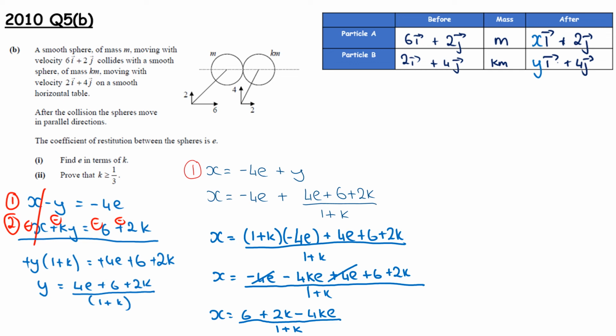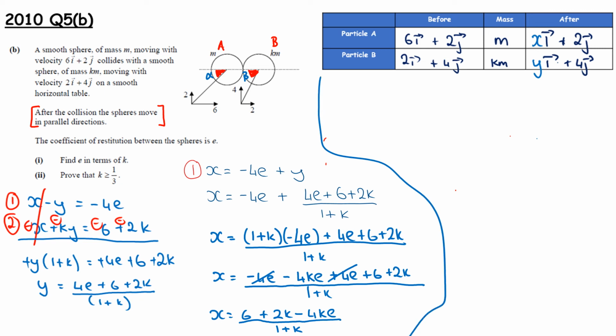So now we know our i component for particle A and particle B after the collision. So now we need to try and understand, well, how are we going to work out e in terms of k? We've done everything that we usually do, but there's one extra piece of information that we haven't used, and that was the piece of information that told us that after the collision, the spheres move in parallel directions. So that means that the angles here and here are going to be the same. So we can call those angles, so figure out which particle is which. So that is A and that is B. So let's call that angle alpha and that angle beta.